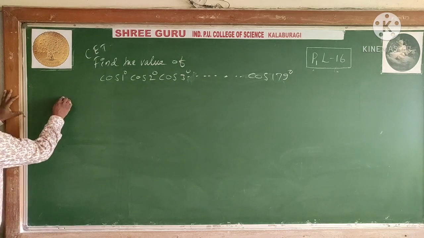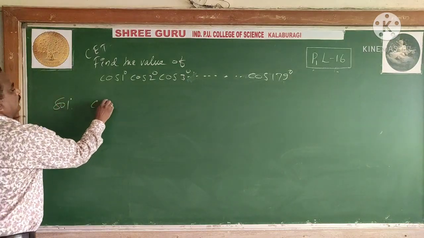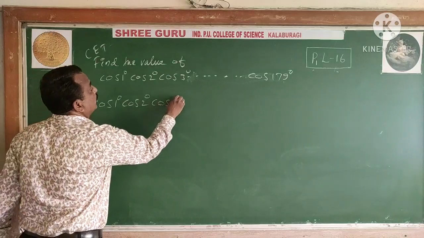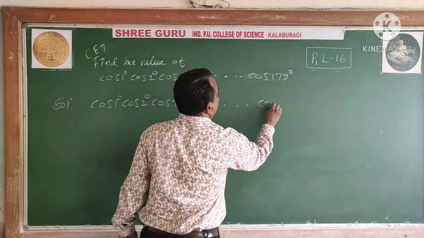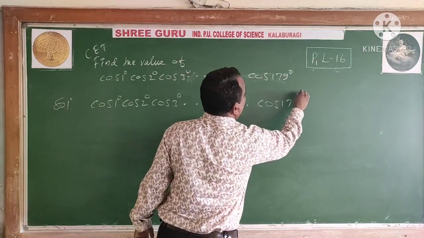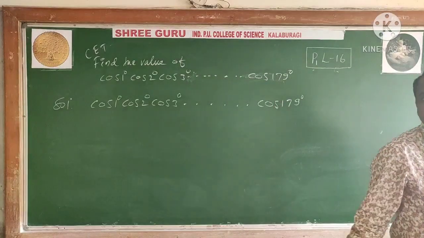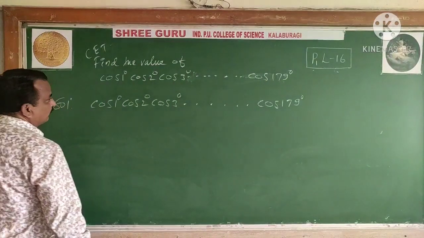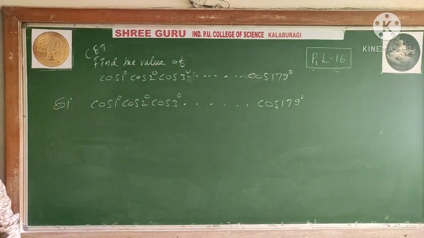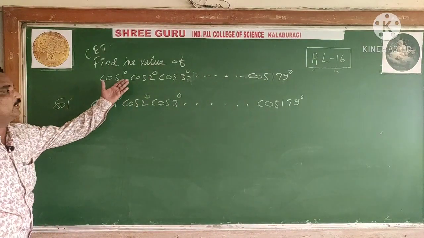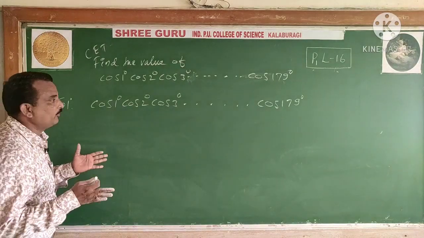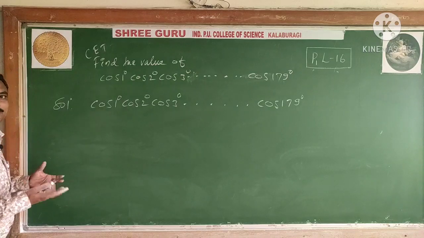See, students, the solution. Here I am writing cos 1 degree up to cos of 179, totally 179 terms. If I write some of the terms, you will come to know the result. Very simple, you may tell the answer in a fraction of a second. Tell me what it is. Yes, the answer is 0.